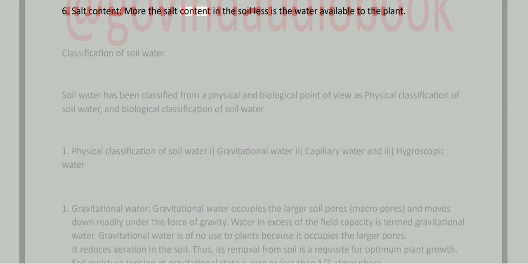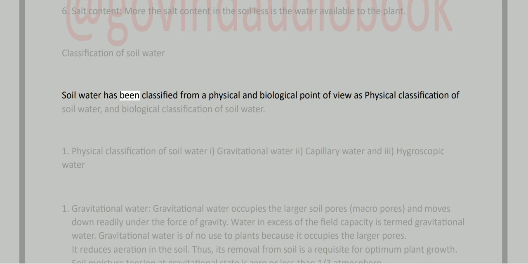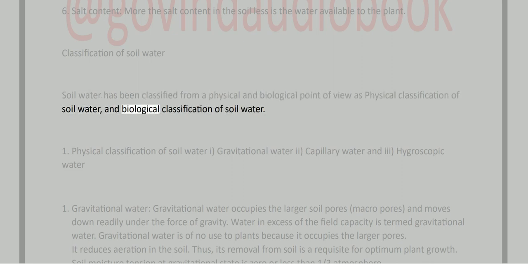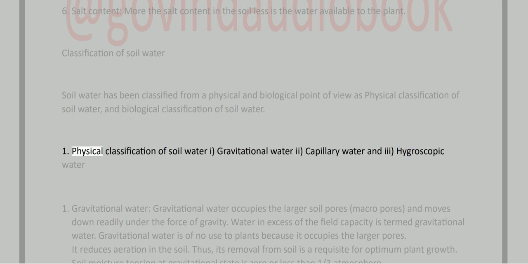More the salt content in the soil, less is the water available to the plant. Classification of soil water. Soil water has been classified from a physical and biological point of view as physical classification of soil water and biological classification of soil water. 1. Physical classification of soil water: 1. Gravitational water, 2. Capillary water, and 3. Hygroscopic water.